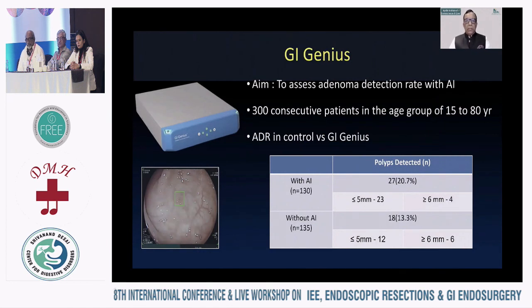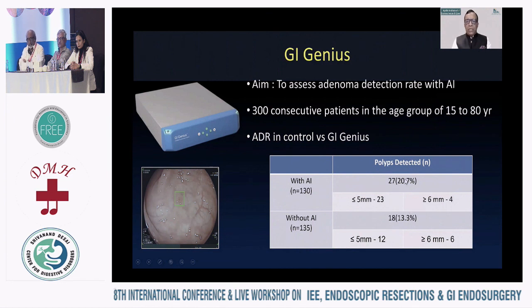In our department, a couple of months back, we started the GI Genius study, where 300 consecutive patients in the age group of 15 plus were enrolled. We had 2 groups, one without AI and one with AI, GI Genius. This is an interim analysis of 265 patients.